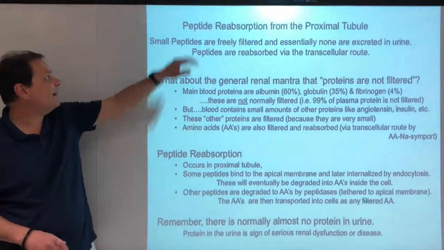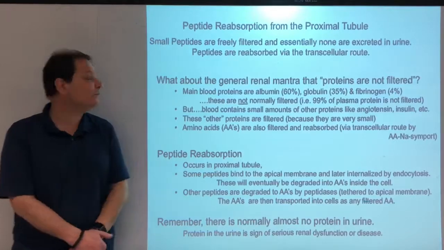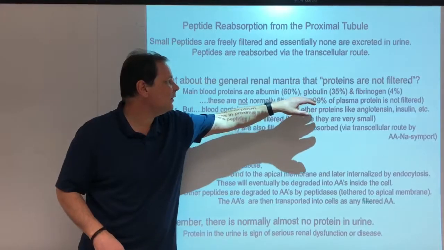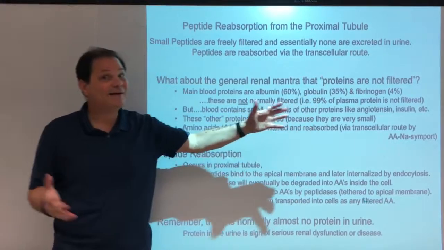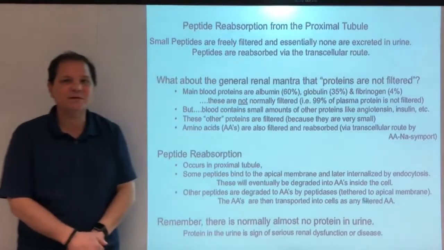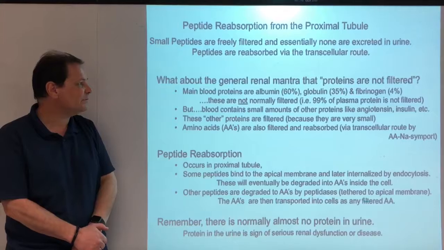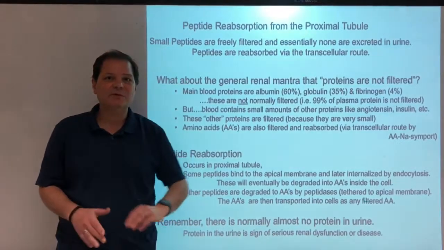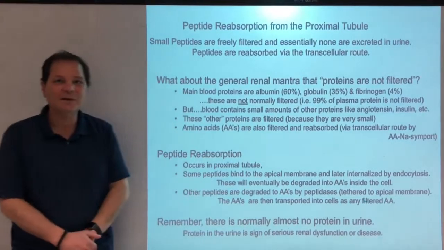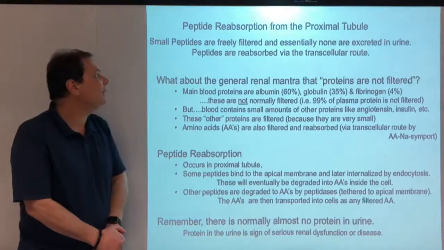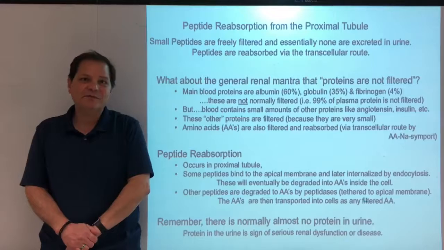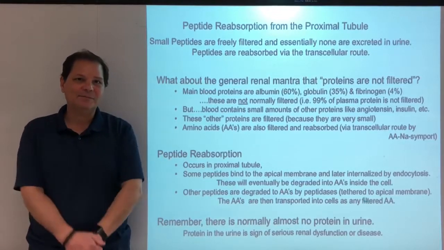So first of all, peptide reabsorption, also from the proximal tubule, okay? And notice that although large proteins are not filtered, and that is the vast majority of the protein in the plasma, albumin, globulin, fibrinogen make up a large proportion in terms of percentage. And these are not filtered, but small proteins, peptides and such, like angiotensin and insulin, actually are filtered, okay? And in fact, they're freely filtered. So these need to be reabsorbed. At least, you want to retain the materials.